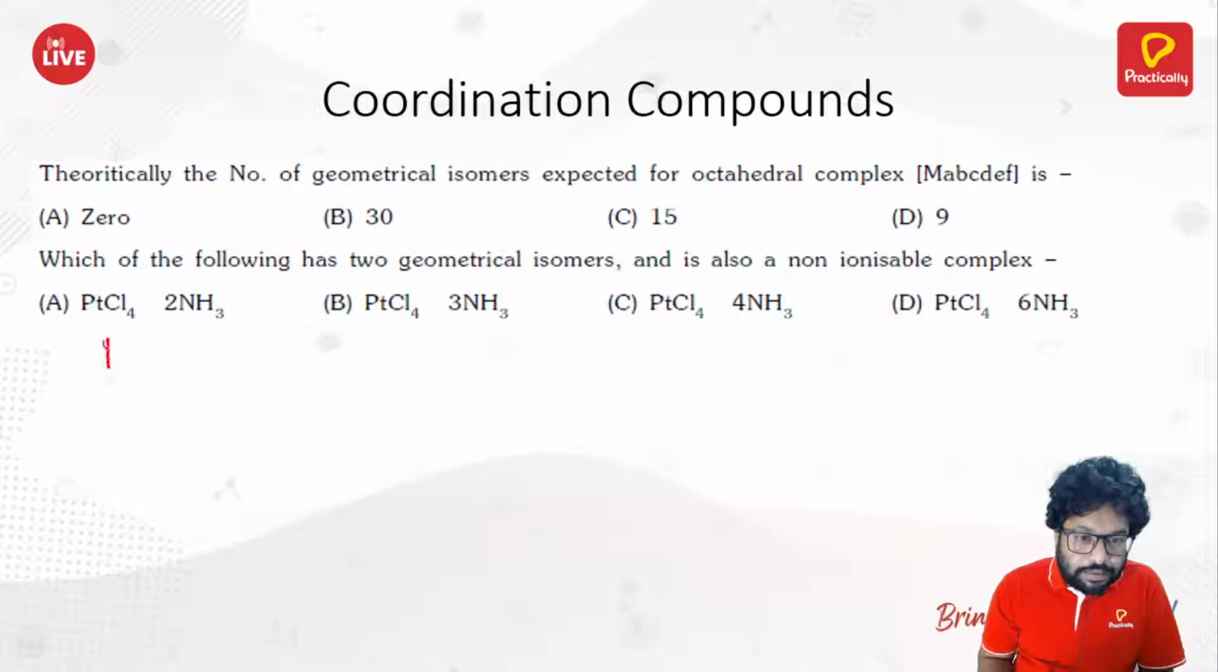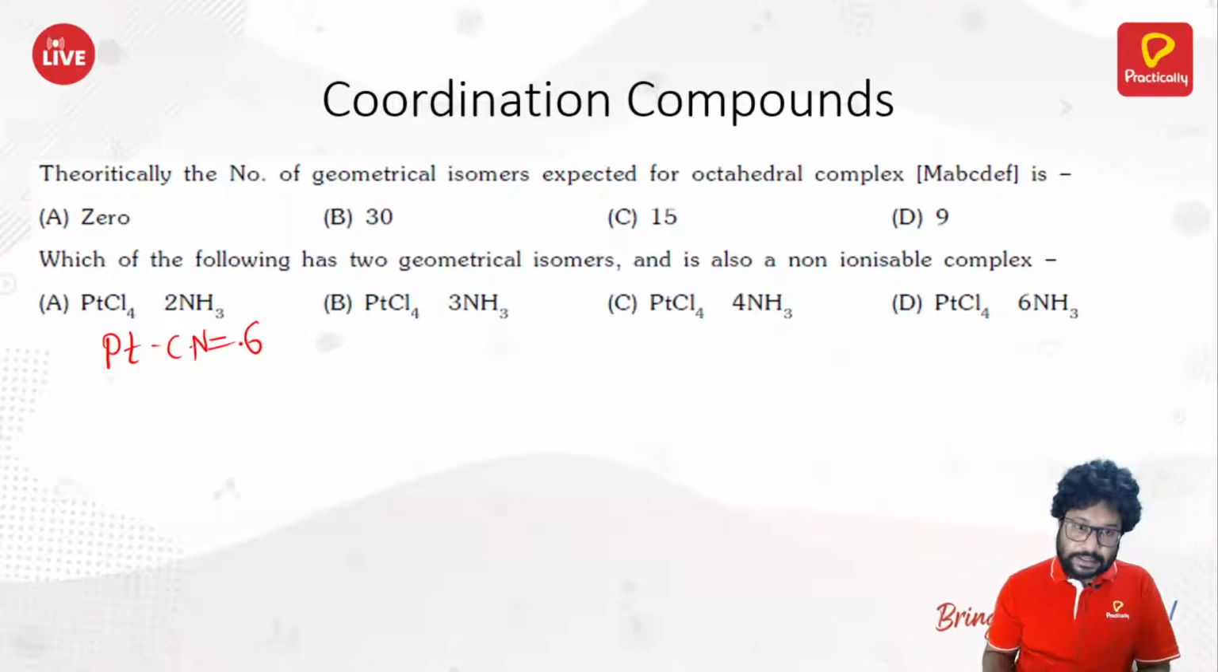See, the coordination number for platinum in this particular case is 6. And firstly, you need to arrange these compounds. Then you can arrange the other compound. Okay. So if you arrange, two ammonia are inside, NH3.